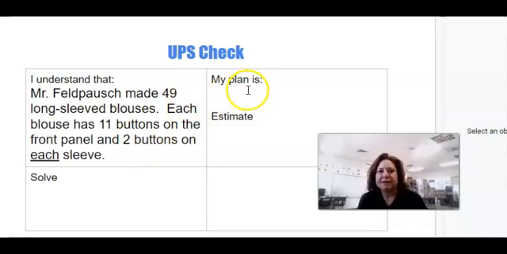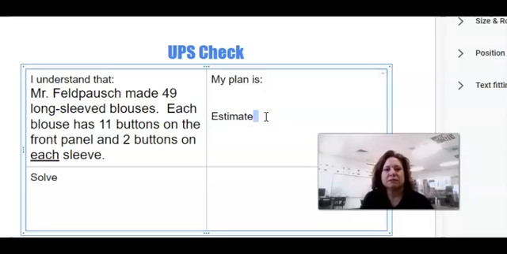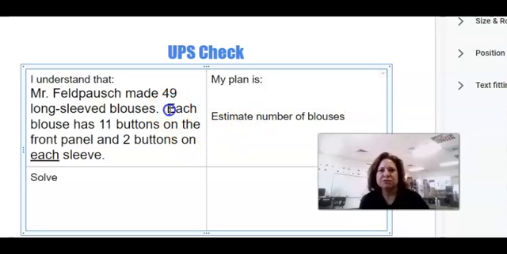So my plan is to estimate. I need the number of blouses, and I also need to add up the amount of buttons that are needed on each of these blouses. So if we have 11 on the front and 2 buttons on each sleeve, how many buttons is that per blouse?